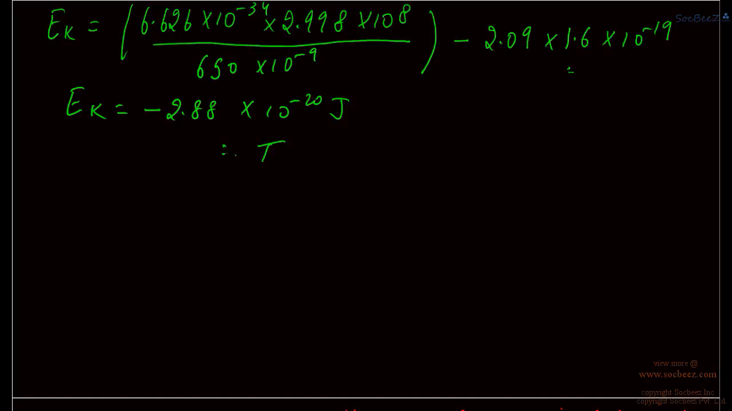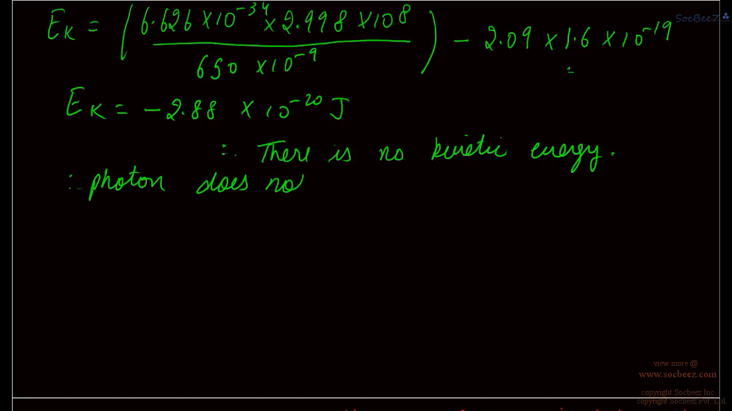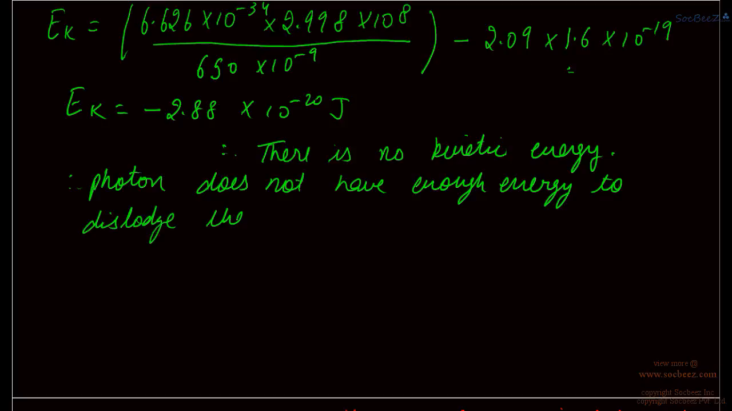But remember, since the value of kinetic energy cannot be negative, therefore we can say that there is no kinetic energy, because it cannot be zero. And hence the photon does not have enough energy to dislodge the electron. Therefore, photon does not have enough energy to dislodge the electron.